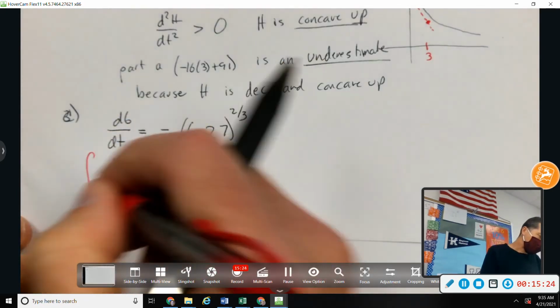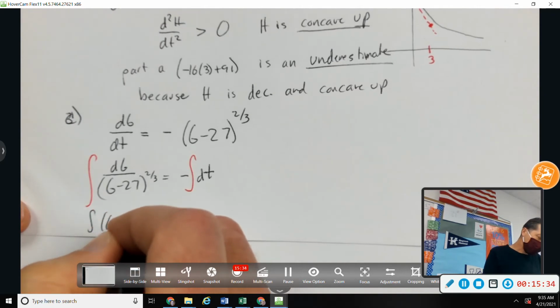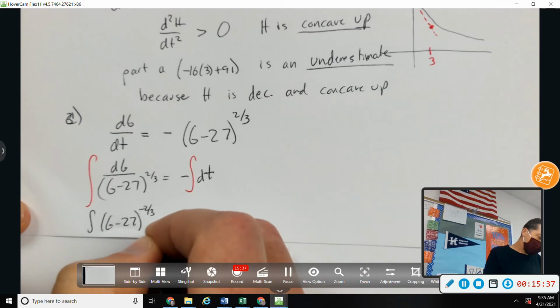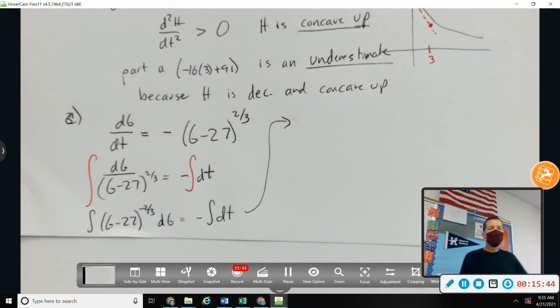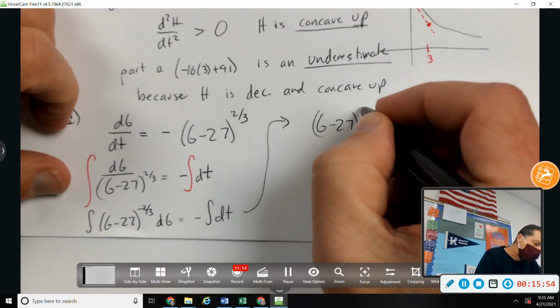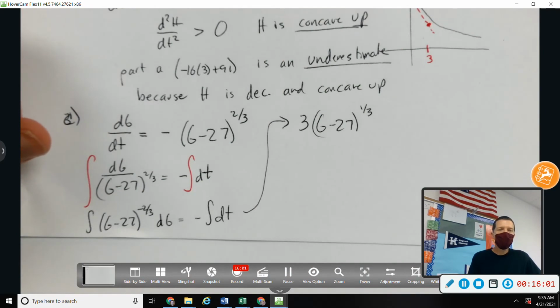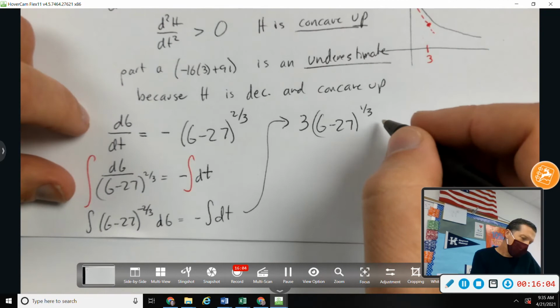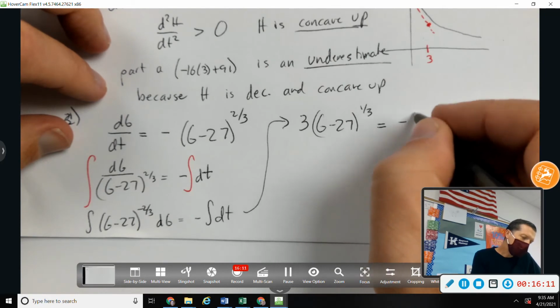And yes, we'll integrate. Although integrating with a power in the denominator is a dangerous proposition, so I'm going to just rewrite that as g minus 27 to the negative 2/3. That way I can do the power rule. So increase the power by 1. Divide by the new power. Plus c, but I'm going to put the plus c on the other side, equals negative t plus c.